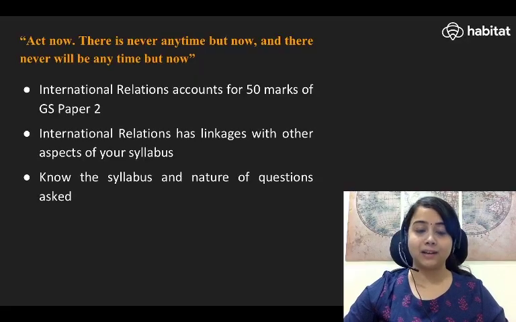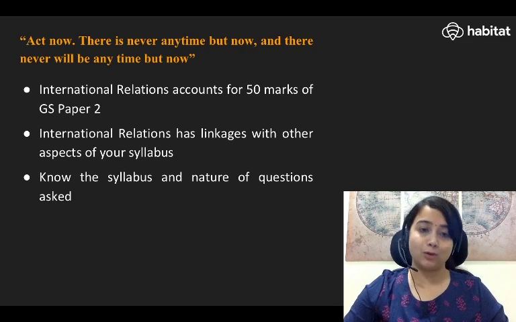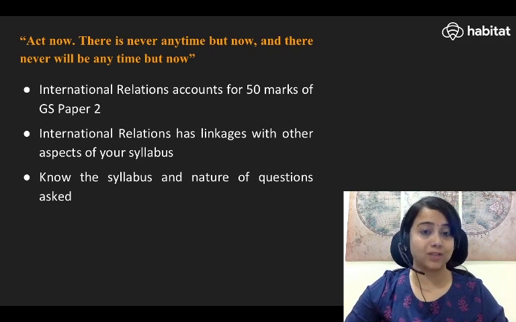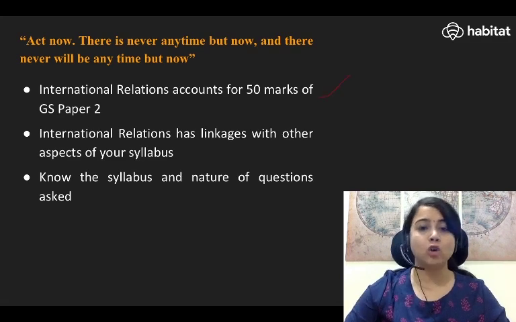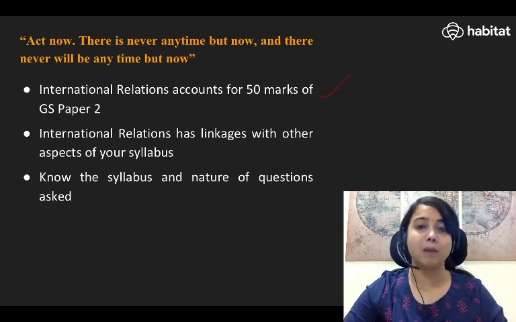Now let us understand how we are going to proceed with this club. So the first question that is likely to come to our mind is, why are we even talking about international relations? The reason we are discussing international relations today in this club is because international relations accounts for 50 marks of the general studies mains paper 2. Sometimes even more than that, like in the 2013 paper, it accounted for 80 marks. But that's not all. We should not view international relations merely from the perspective of this 50 marks of GS paper 2.